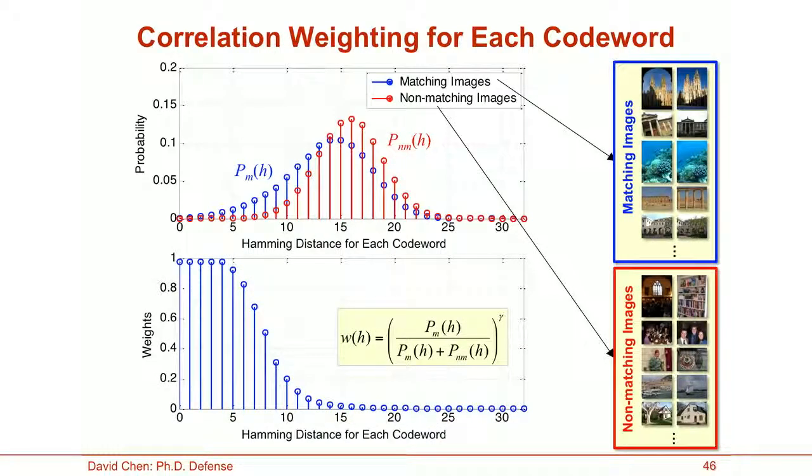Thus, we propose a weighting scheme that favors observations which achieve these lower Hamming distances, because these observations provide stronger cues for the presence of a matching image pair.